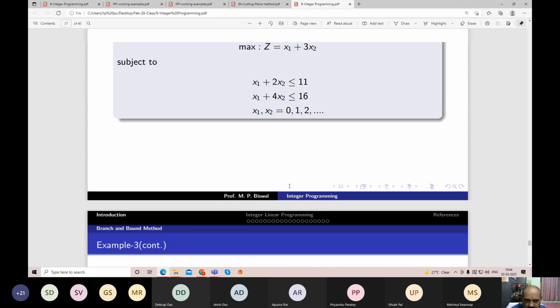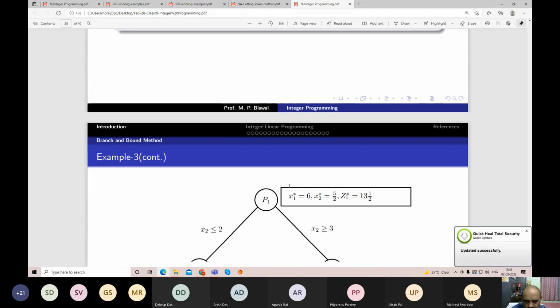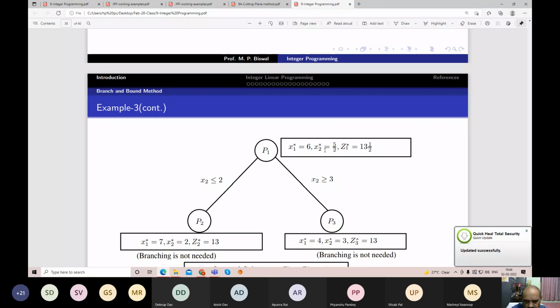So if you solve, any method, we are getting the solution x1 equal to 6, x2 equal to 5 by 2. A similar problem we have solved earlier, and the objective function z1 equal to 13 and a half. With respect to 5 by 2, we have imposed the constraint x2 less than or equal to 2, and then x2 greater than or equal to 3.